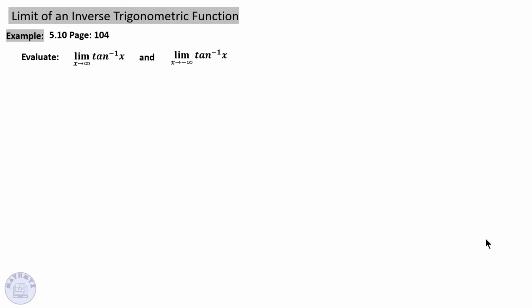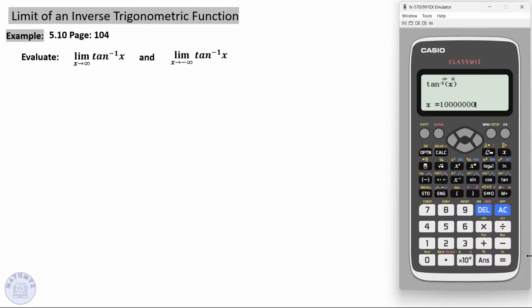Okay, here's another question. Use your calculator, you can solve it easily. All right, so using our calculator, just write the function, substitute 1 million, for example, and you can see the values approaching 1.57. Now, this number is in radians, right? Because we are talking here about tan inverse, so the result is an angle, which is pi over 2. So pi over 2 in radians has the same value.